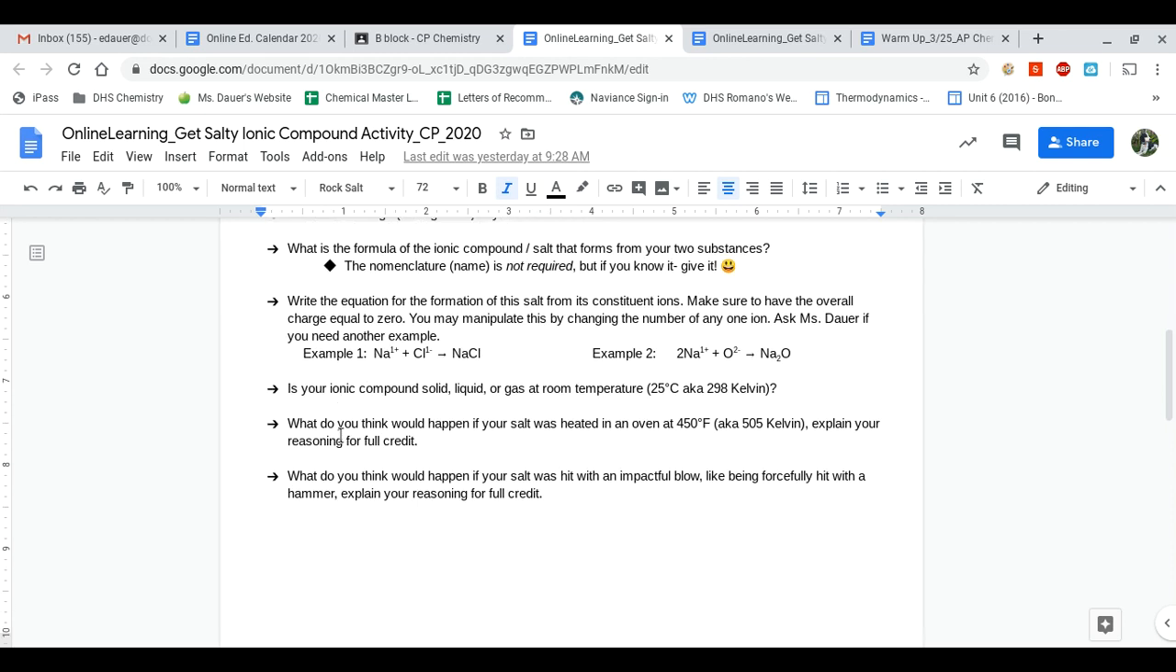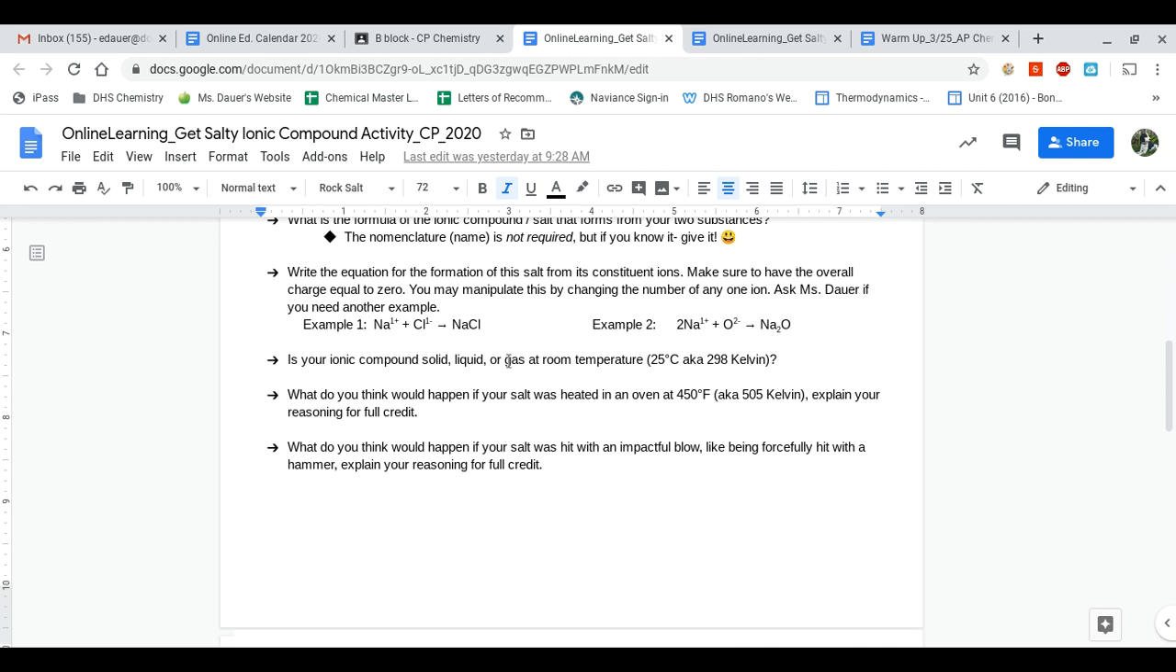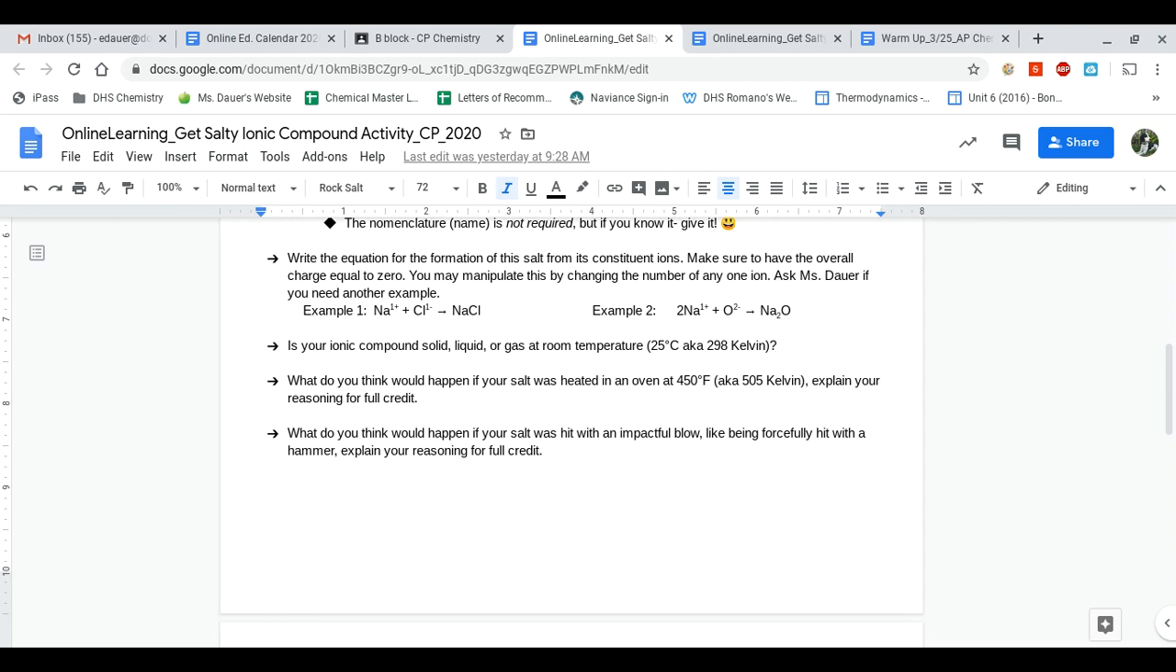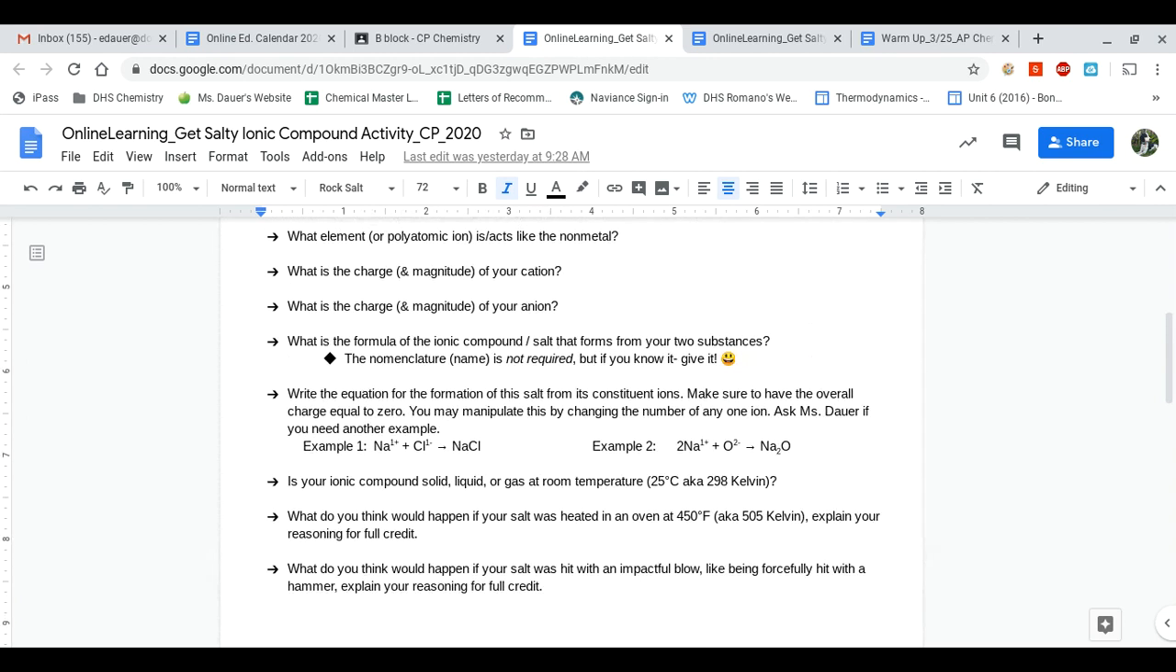Let's see, and moving right along here, is your ionic compound a solid, liquid, or gas at room temperature? I tell you what the degrees are in Kelvin and Celsius. You can refer to your textbook and your notes for that. What do you think would happen if your salt is heated at 450 degrees Celsius or 505 degrees Kelvin? This would be like putting a pizza in the oven. And lastly, what do you think would happen if your salt was hit with an impactful blow, like being forcefully hit with a hammer? All right, so again, if you guys have any questions, feel free to let me know.